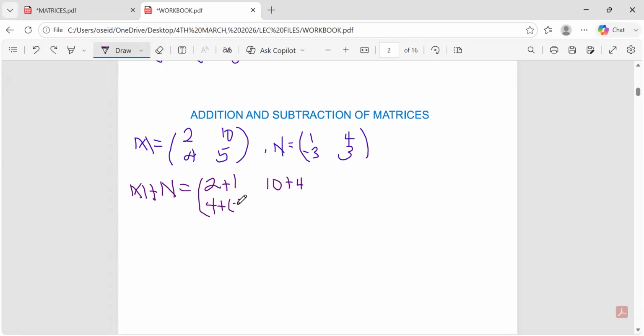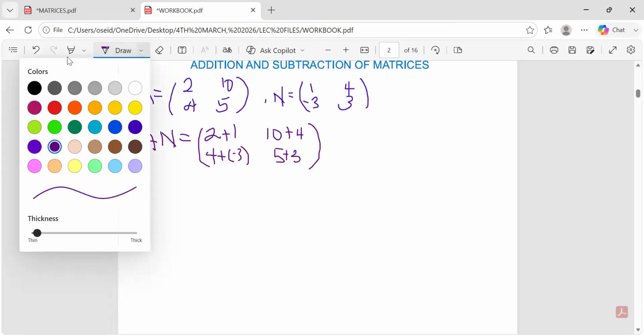Or plus minus 3. Then 5 plus 3. Then 5 plus 3. Close your brackets nicely. Good.